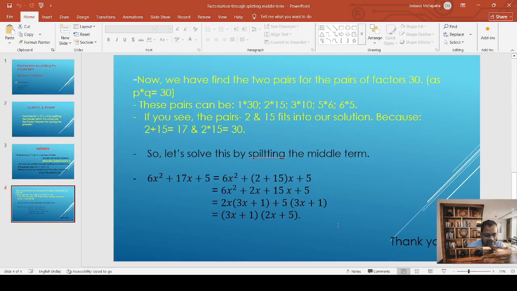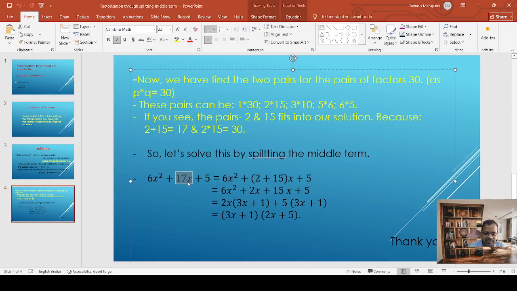This is a very easy formula. The tip is that when such kind of question comes, we have to split this middle term into two, for which we have to find two numbers that add up to the middle coefficient, and whose multiplication value should be the same as 6 into 5, meaning a into c.